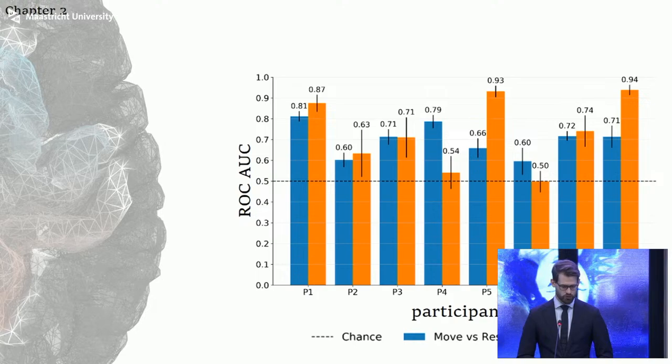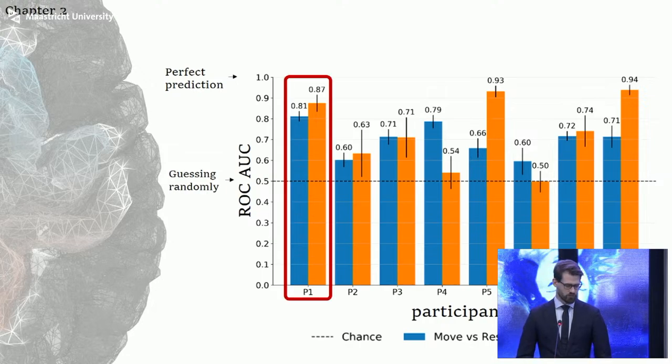So these are the results, and what's important to read from this graph is that if we get a score of 0.5, it's just as good as randomly guessing, so we just say whatever. If we get a score of 1.0, we get a perfect prediction. And if you look at, for example, the first participant, you see that we get a really high score. So we can differentiate very well, if we're this participant, between movement and rest, and also between left and right-hand movement. But if you look at participant 6, you see that we're not doing a much better job than just randomly guessing.